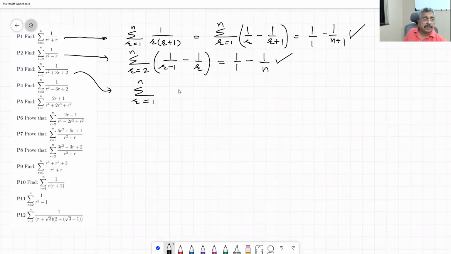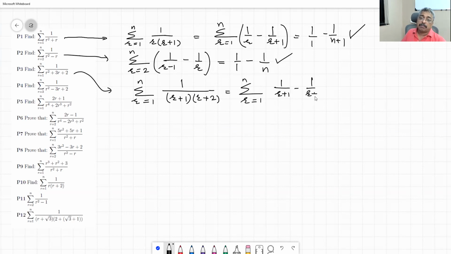Then comes the third, sigma r goes from 1 to n, 1 upon r square plus 3r plus 2. So r plus 1 into r plus 2. That is most important. If you don't get the factorization of the denominator, then it is going to be difficult to set up the telescopic sum. 1 to n, 1 upon r plus 1 minus 1 upon r plus 2. This is the setup. You have to cross check whether you are generating any constant or not. Here we are not. The smaller term is 1 by 2 and the higher term is 1 upon n plus 2. You can simplify and report the answer in some different form.